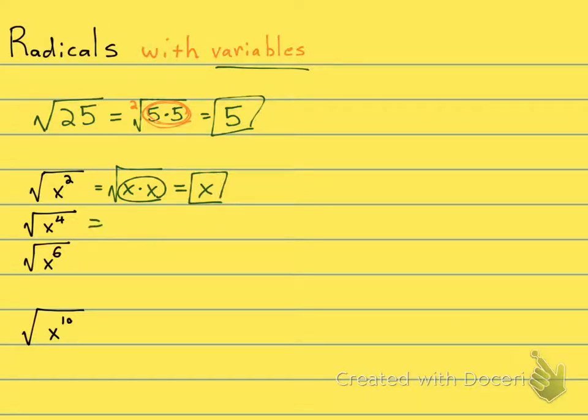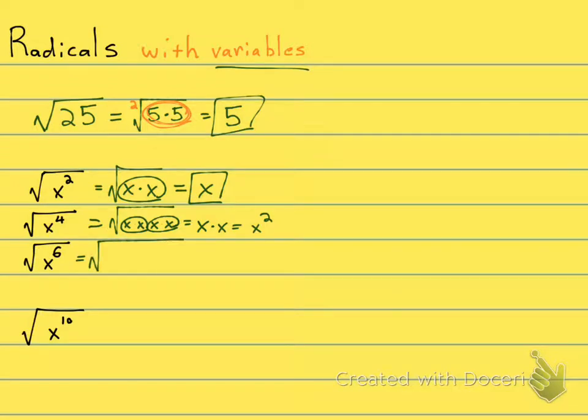Let's look at x to the 4th. I'm going to write down my 4 x's, x times x times x times x. There's 4 of them. 2 of them inside will give me 1 of them outside. 2 more of them inside will give me 1 more of them outside. Now what's x times x? X squared.